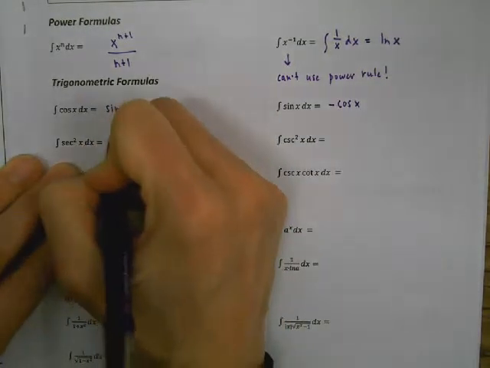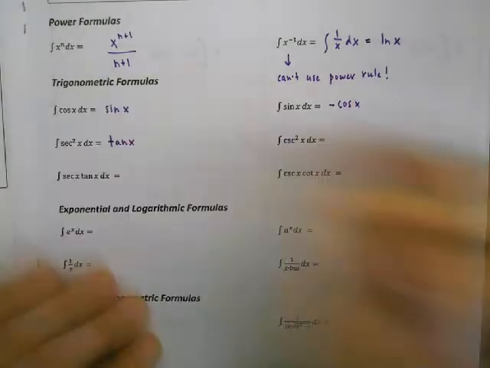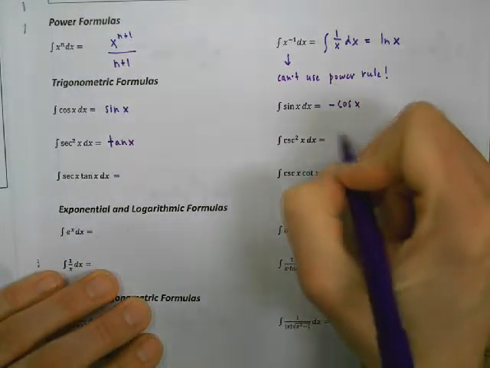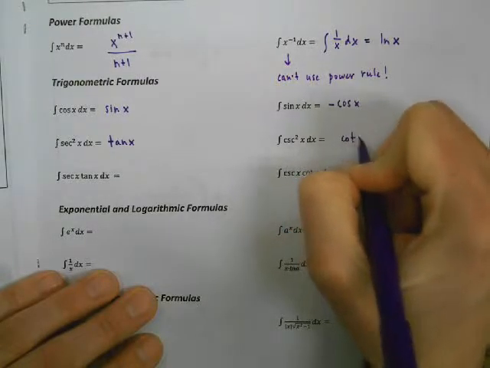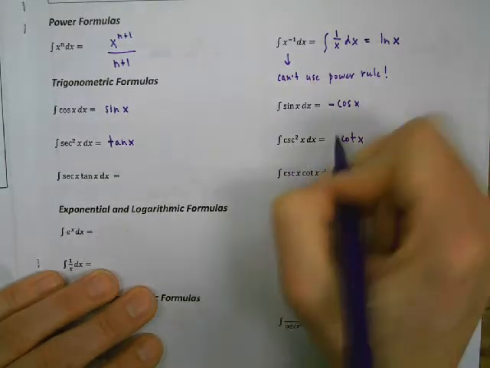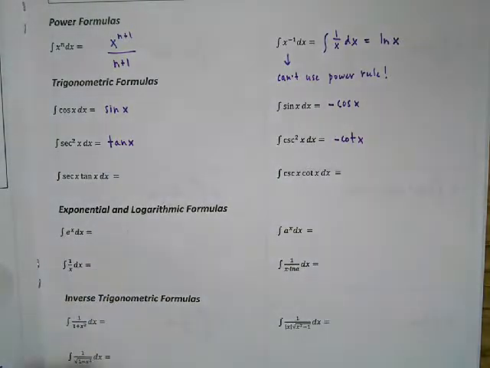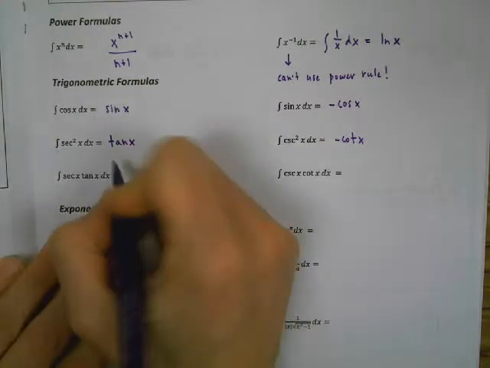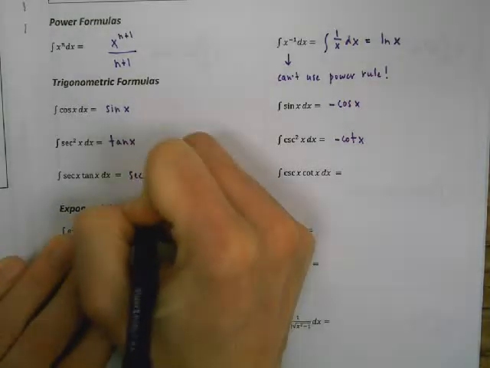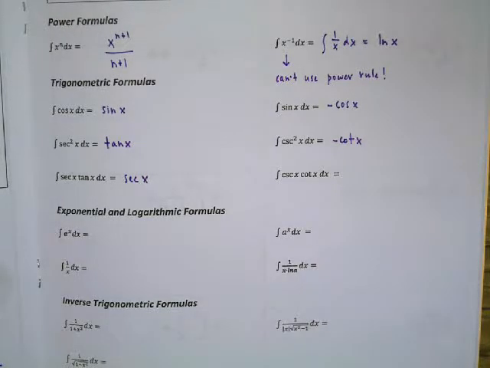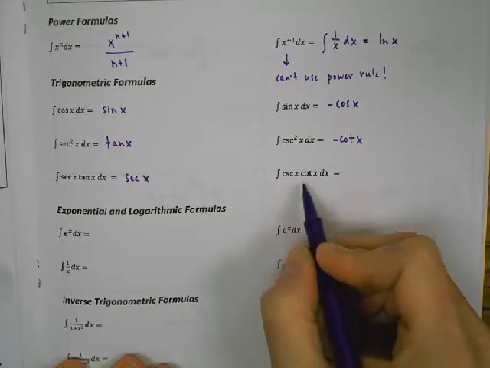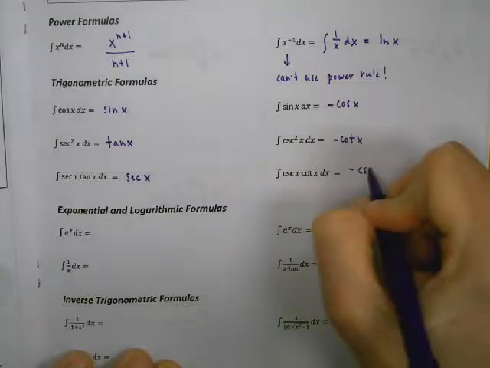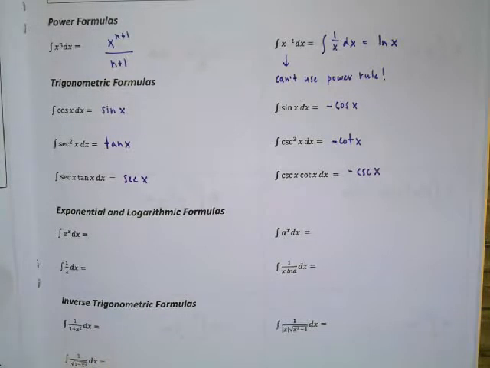Secant squared of x, my antiderivative is tangent of x. Cosecant squared, again, we have to be very careful here. We know that's cotangent of x, but since this is positive, this must be a negative cotangent of x. Here, the integral of secant x tangent x is secant of x. And cosecant x cotangent of x is negative cosecant of x.